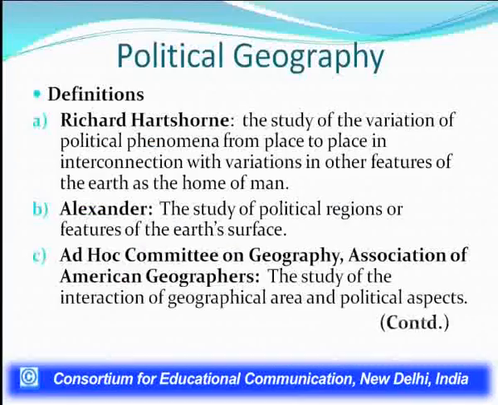So the first definition is by Richard Hartshorne, which is still widely accepted by scholars alike in the international system, not only in the Anglo-Saxon world but in other parts of the world as well. Richard Hartshorne argues that political geography is the study of the variation of political phenomena from place to place in interconnection with variations in other features of the earth as the home of man. So the variation of political phenomena, and so the distribution aspect, is very important in his definition.